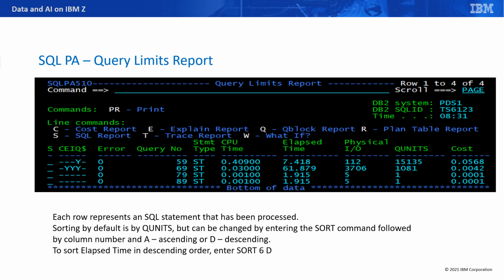Each row in the query limit report represents an SQL statement that has been processed and provides a one-line cost synopsis for each query evaluated, including warning flags. The default sort order of the SQL statements is by queue units. However, you can change this by entering the sort command, followed by a column number and an A or a D for ascending or descending. To sort the report by elapsed time in descending order, enter the command sort 6D.